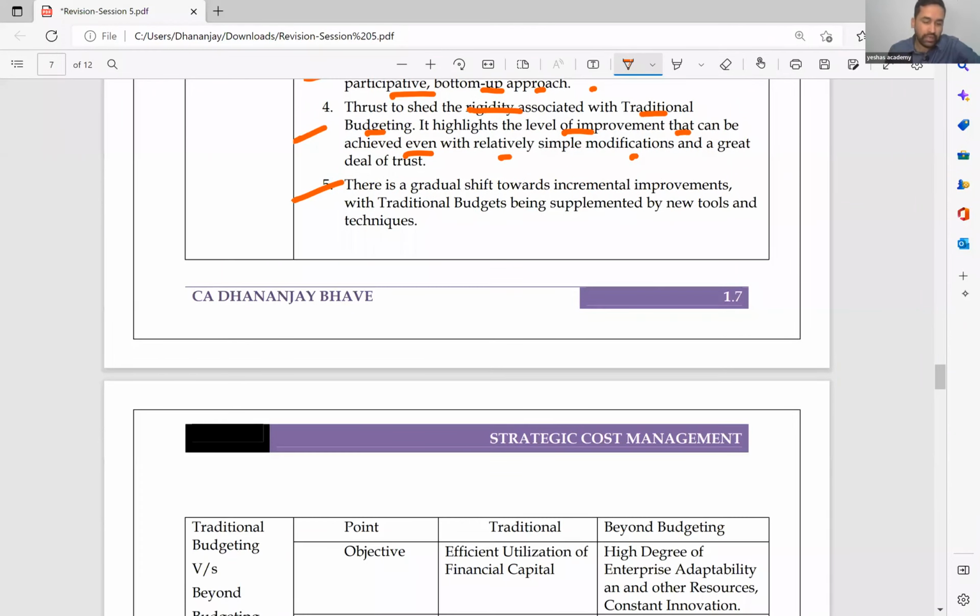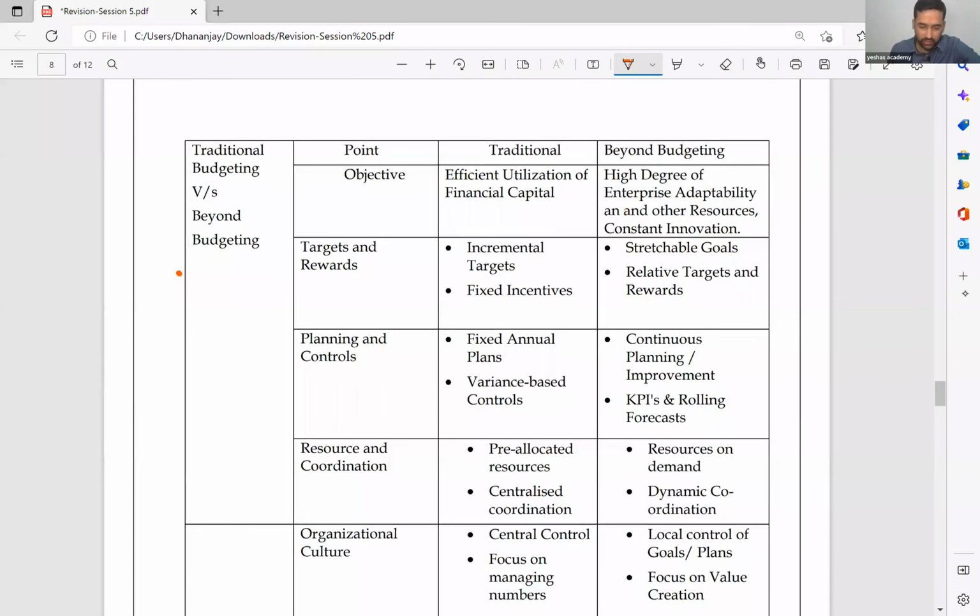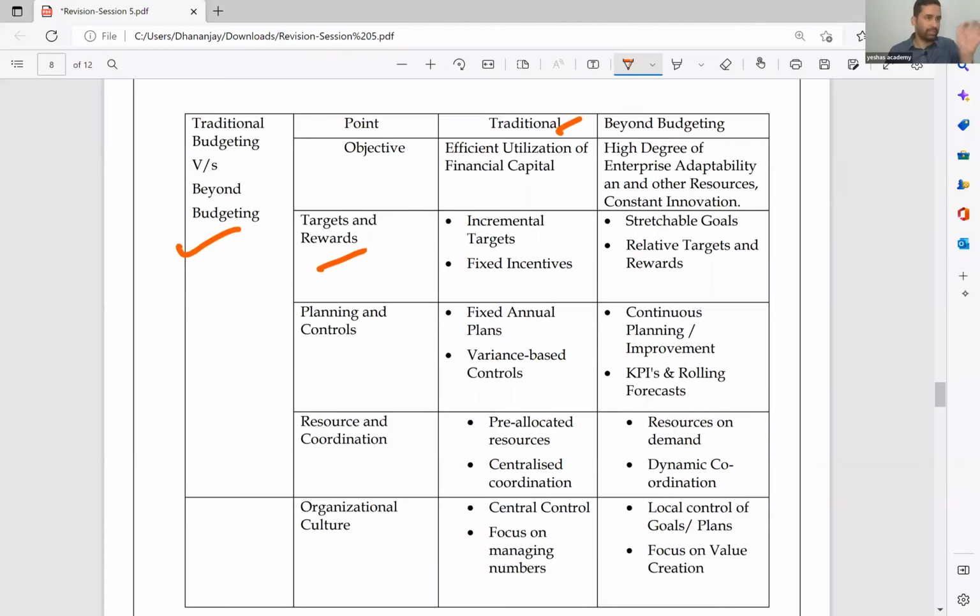Easy points. Traditional versus beyond budgeting. I've already discussed this in last 15 minutes. All of that is given here in one single table. Target and reward. In traditional budgeting, incremental target, fixed incentive. Why incremental? Last year 10,000 units per day. This year plus 5% extra. Fixed incentive. If you achieve that, you will get bonus. You will get incentive. Here, stretchable goals.